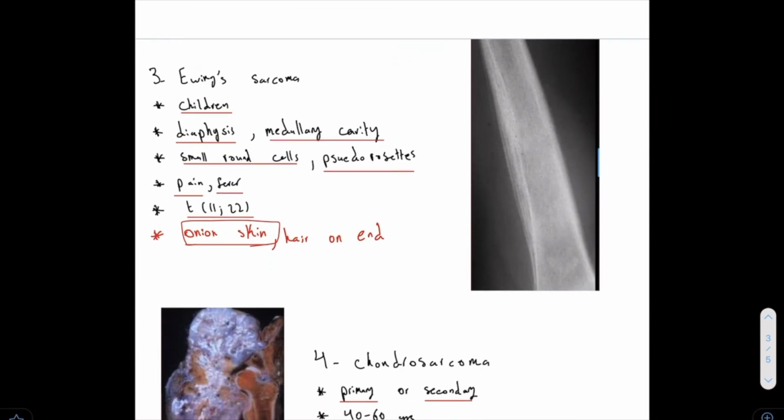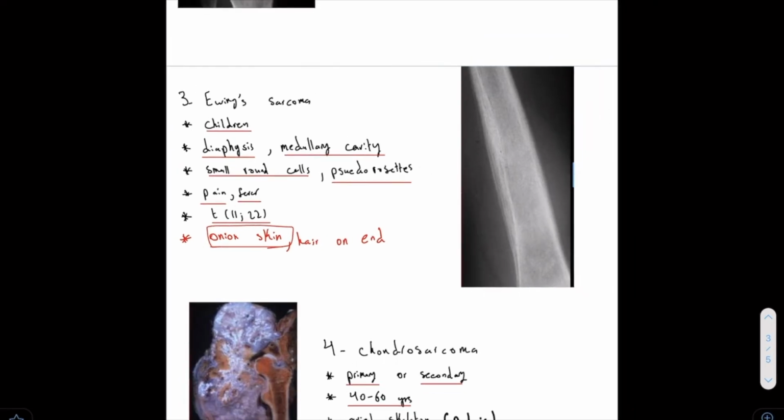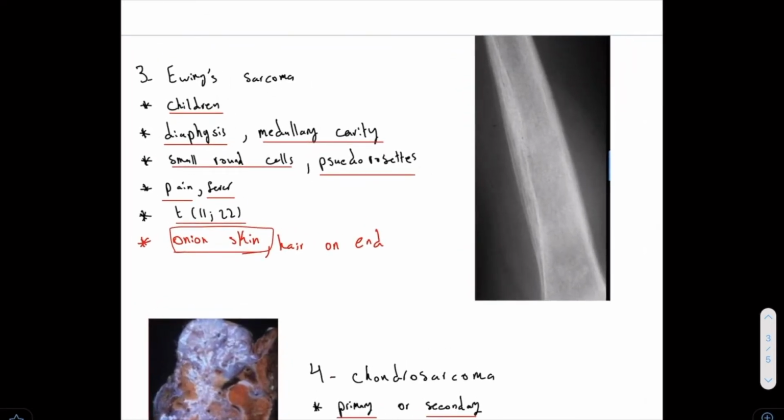Next you have Ewing sarcoma. So Ewing sarcoma is a tumor usually seen in children in the diaphysis, in the medullary cavity, so inside the bone. Usually they would say in the biopsy they found small round cells or pseudorosettes, which are usually dark blue or purple.